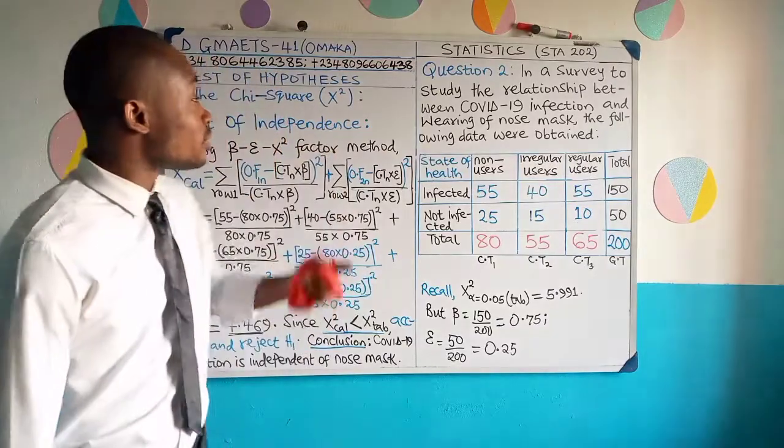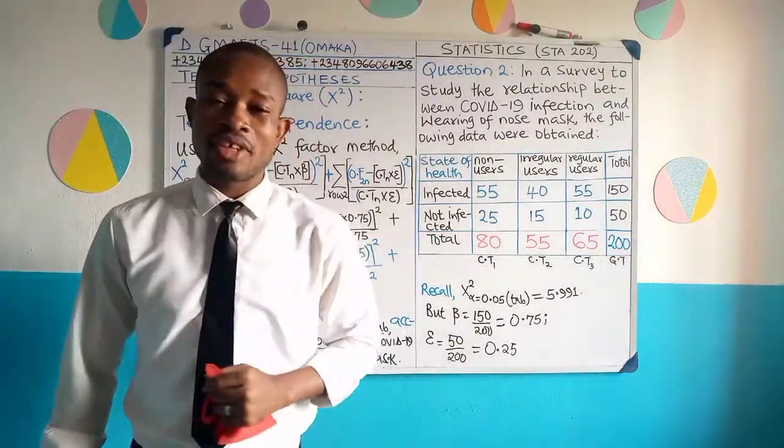Okay, so that is that about using chi-square to carry out a test of independence.